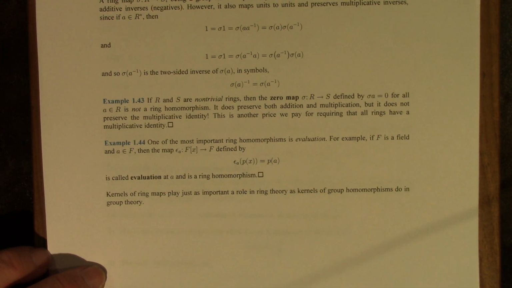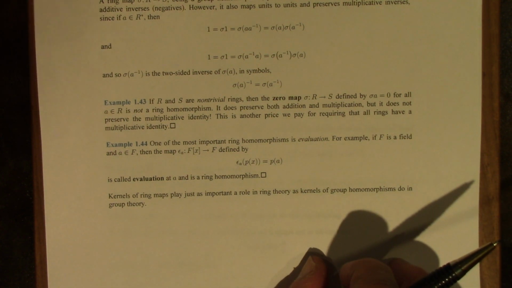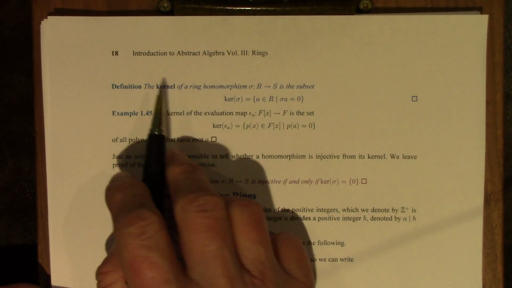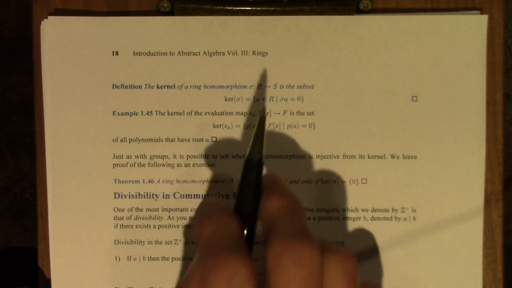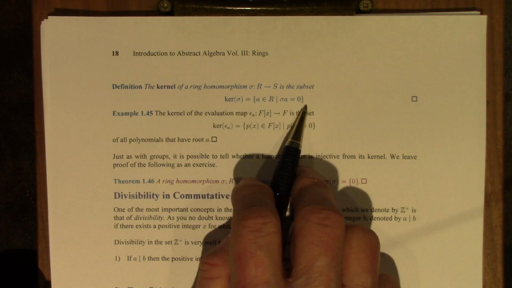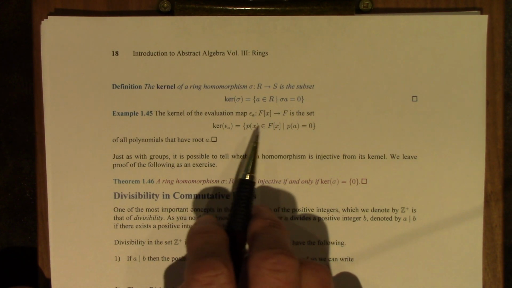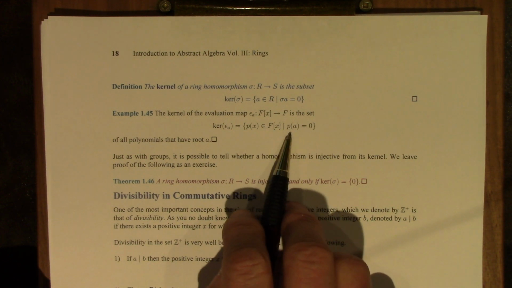Kernels of ring maps play just as important a role in ring theory as kernels of group homomorphisms do in group theory, or kernels of linear transformations do in vector space theory. The kernel of a ring homomorphism sigma from R to S is the subset consisting of all elements of the domain that are sent to 0. So the kernel of the evaluation map, then, is the set of all polynomials for which p of a is 0. In other words, all polynomials that have root a.